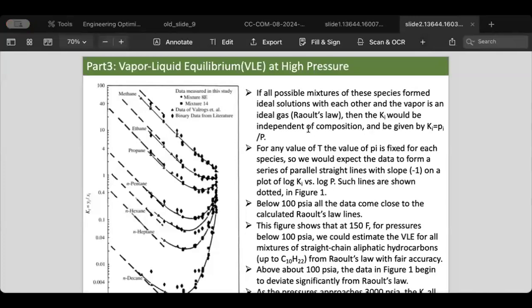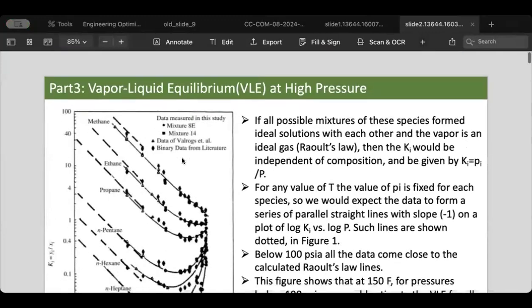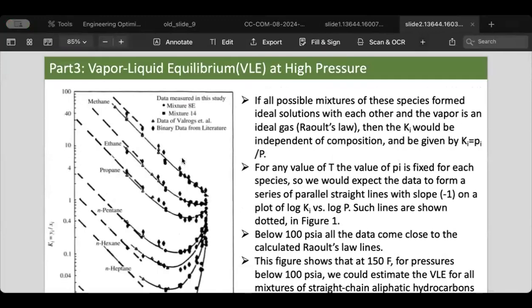The next thing is now we move to the new chapter. Chapter 10, right? Okay. So now we consider the case where the pressure increases and approaches very high pressure. We consider the case of very high pressure.